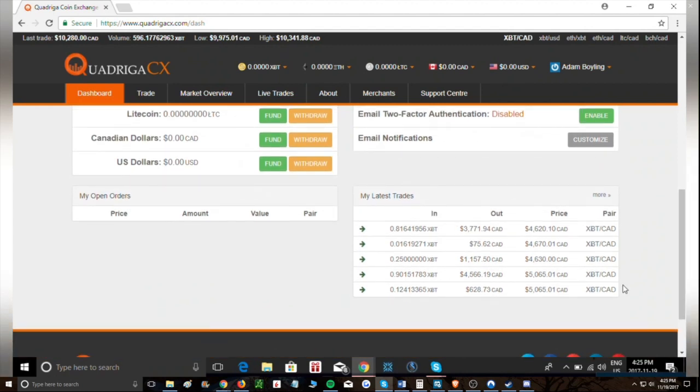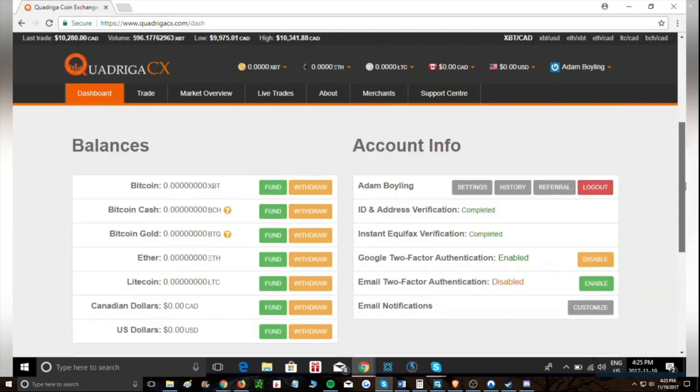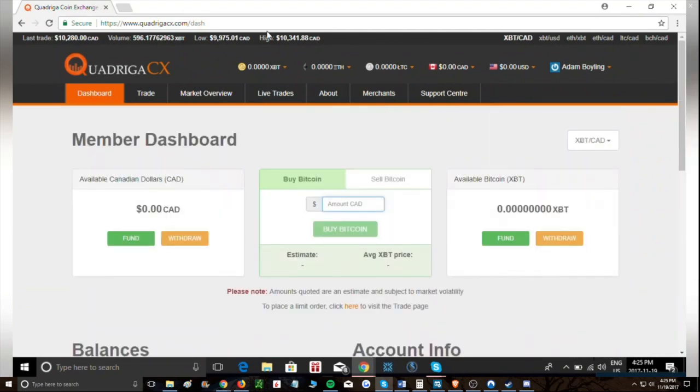Down here, you can see your latest trades. I've scooped up about 2.1 Bitcoin for 10K, give or take, in the last month or two. And we can see up top here, Bitcoin's about 10K per now. So definitely got in before it went on its last run.